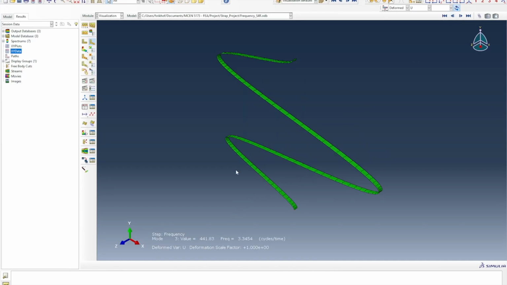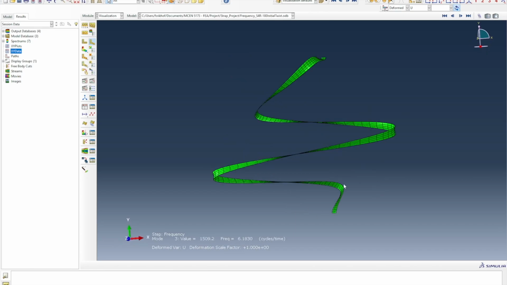Here we have the third mode for that, and similarly, we have 3.3454 hertz. So here we have the frequency for mode 3 for the twisted strap. The frequency is 6.183 hertz.